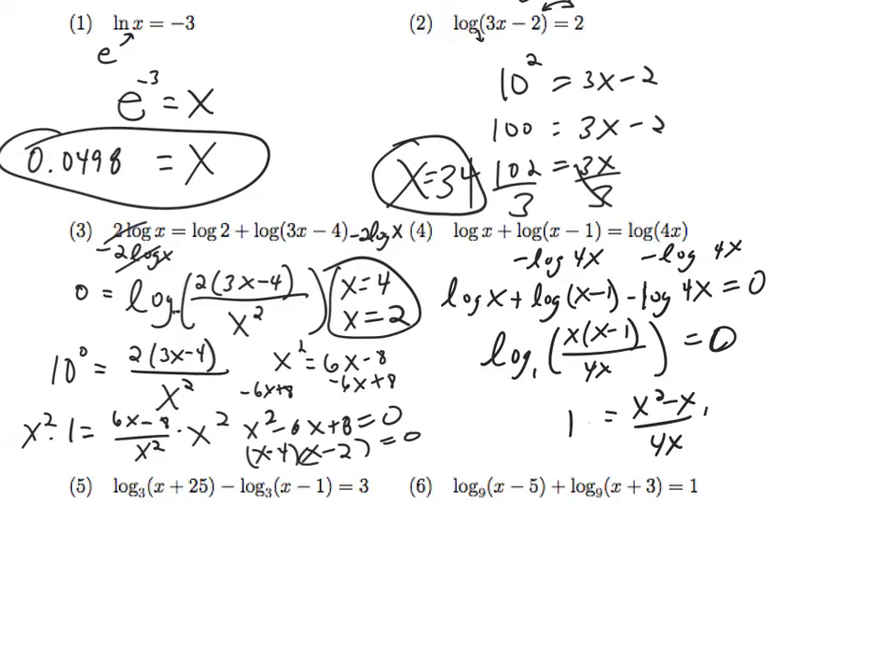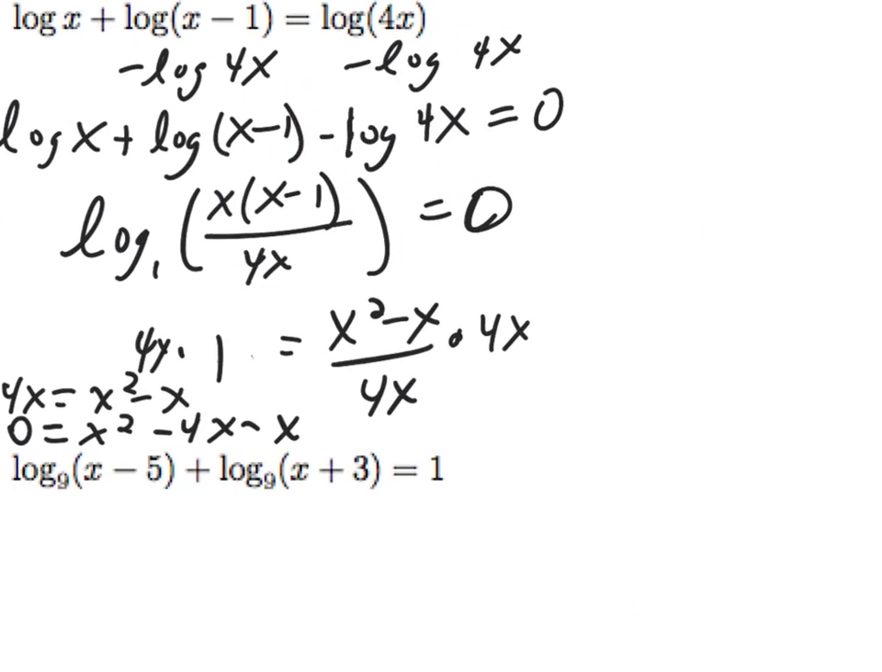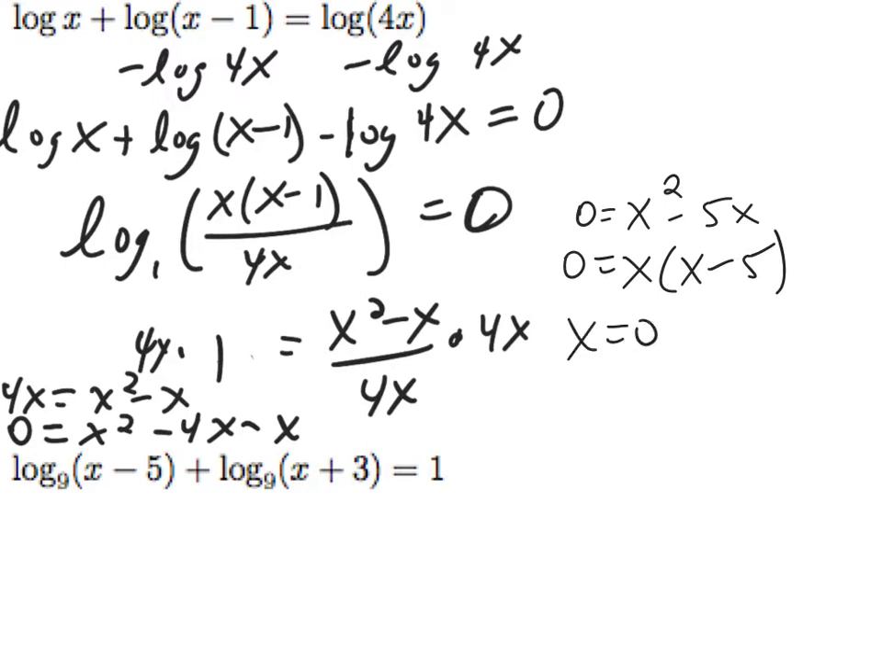And then I'm going to multiply both sides by 4x to get that out from underneath. So now I have 4x equals x squared minus x, and I have to subtract 4x from both sides to set this equal to 0. So where we're at right now is 0 equals x squared minus 5x. And I can factor this by pulling an x out. And so it gives me two solutions. One of them is 0. One of them is 5.